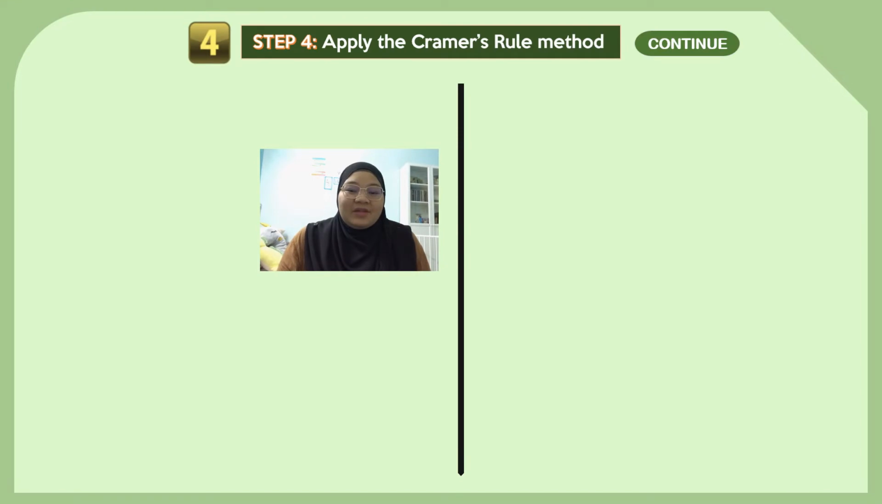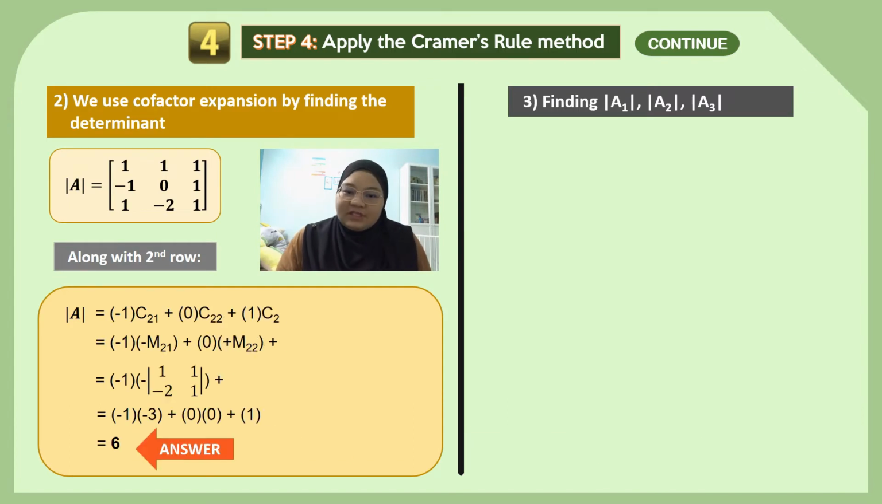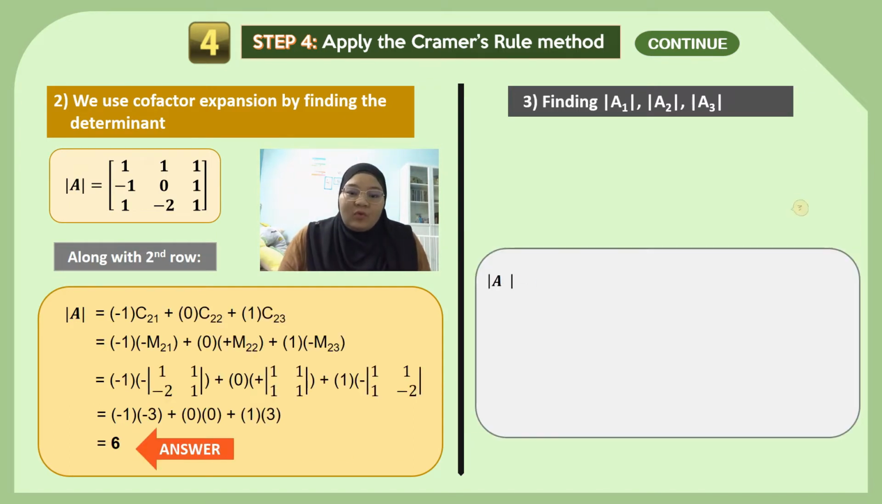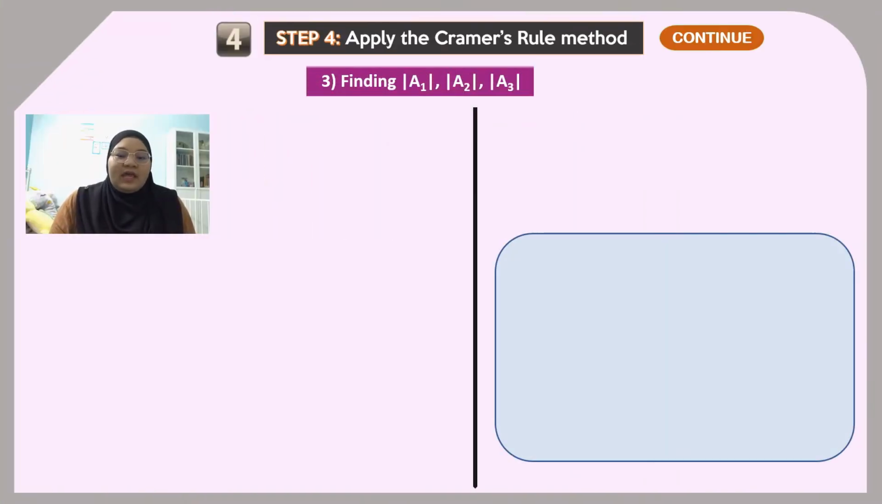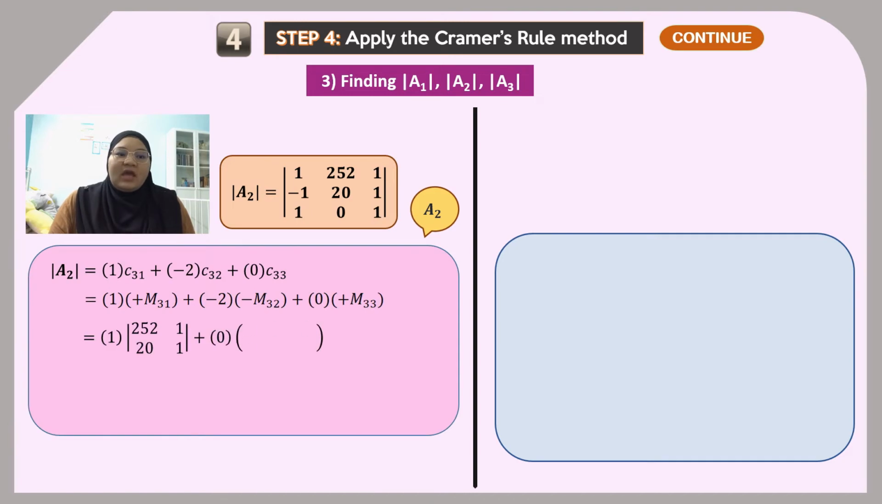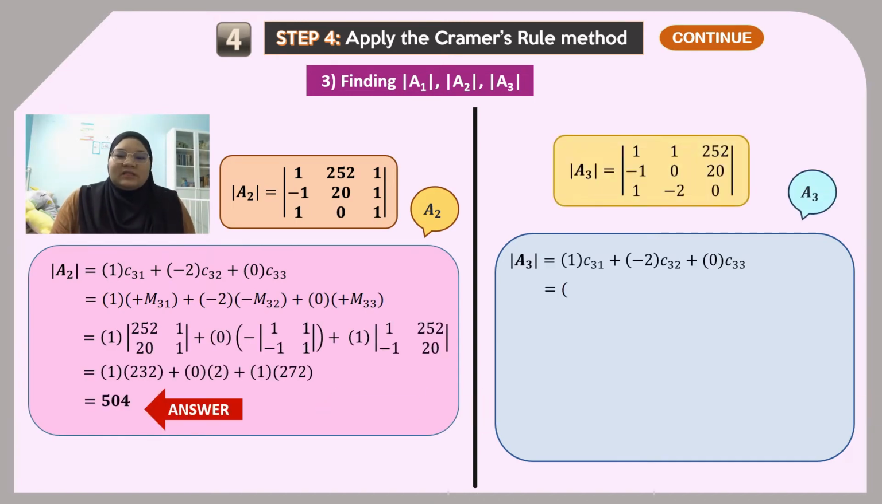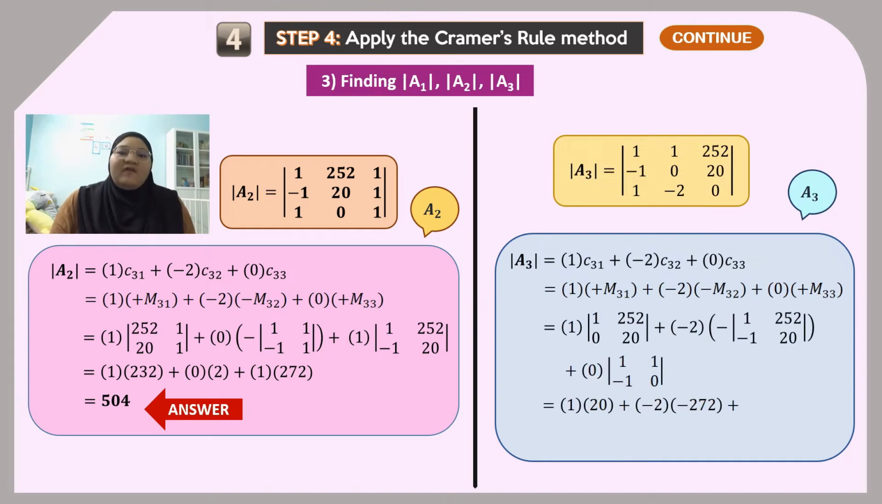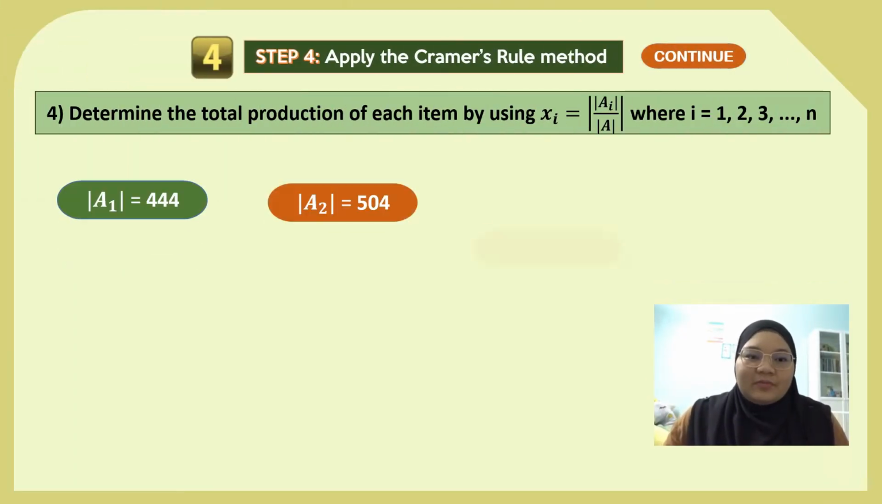After knowing the determinant for matrix A, we need to proceed by finding the determinant for each of A1, A2, and A3, also by using the cofactor expansion. For the determinant of A1, we replace column 1 with the matrix B, and we get the answer 444. For A2, we replace the second column with matrix B, and we get 504. And lastly, for A3, we replace the third column with matrix B, and the determinant we get is 564. For the last step, we can use all the values that we gained to determine the total production of each item.